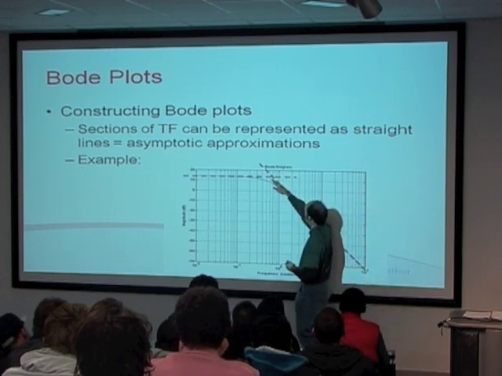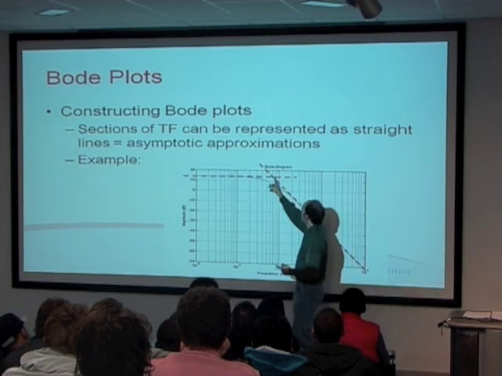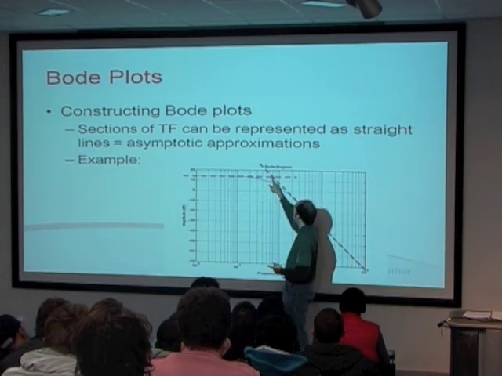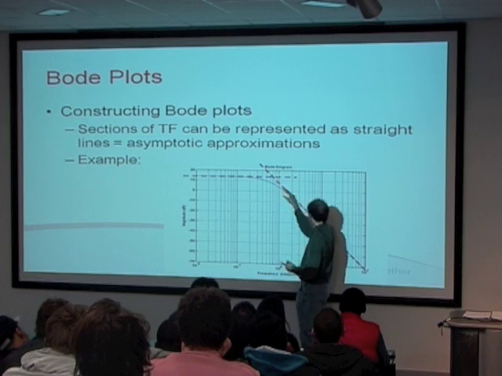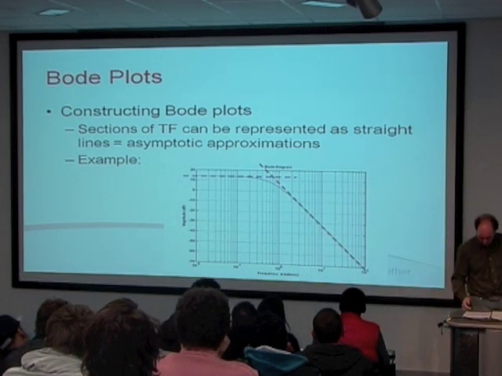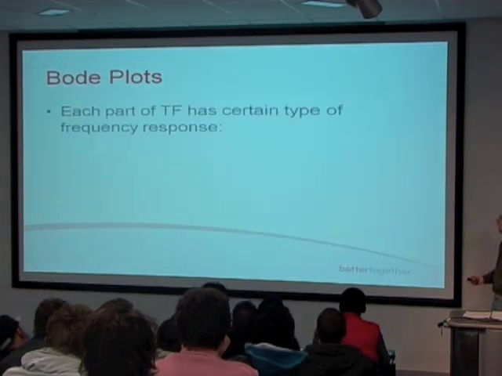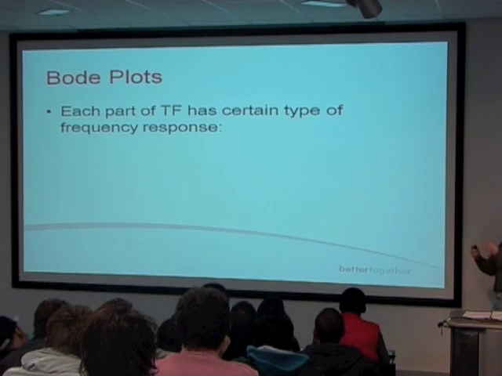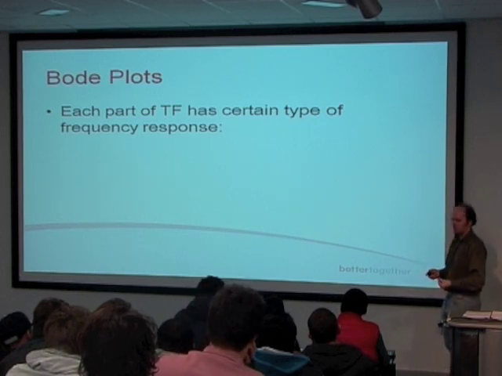And you'll end up with straight lines, and the only variation will be around the breakpoint, which is this point here, where there's an intersection of the straight lines, and you can see that that would be a slight variation. But outside of the breakpoints, you're going to get quite a close approximation. And so what we do is we break down the transfer function into its constituent parts. And every constituent part of a transfer function will have a certain type of frequency response.